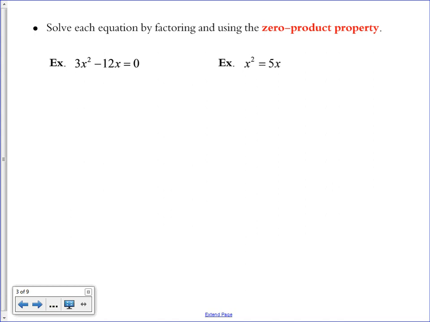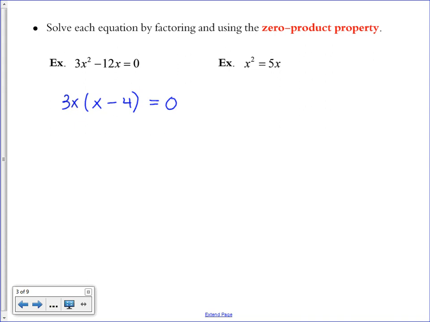So the first technique is to see if you can pull out a greatest common factor. And here that's a 3x, which will leave you with x in the first term minus 4 in the second term, and then it still says equals 0. So you've now written this as a product of two factors. 3x is the first factor, x minus 4 is the second factor.